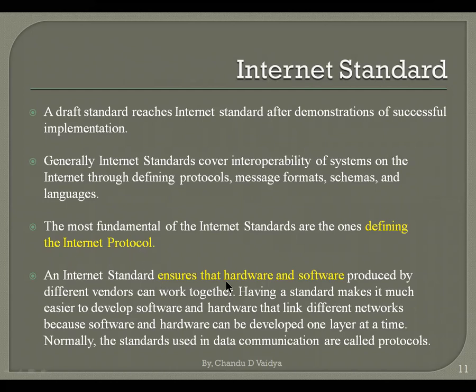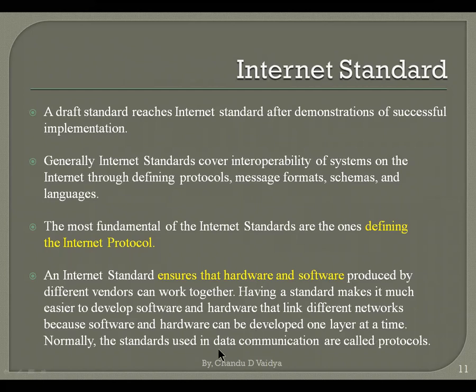The internet standard ensures that the hardware and software produced by different vendors can work together, because in the world there are too many organizations producing hardware and software. So the internet standard is the global one, where the hardware and software are going to be checked. We can say the heterogeneous platforms are going to be checked, so that it is going to be common to all. Having a standard makes it much easier to develop software and hardware that links different networks, because software and hardware can be developed one layer at a time.